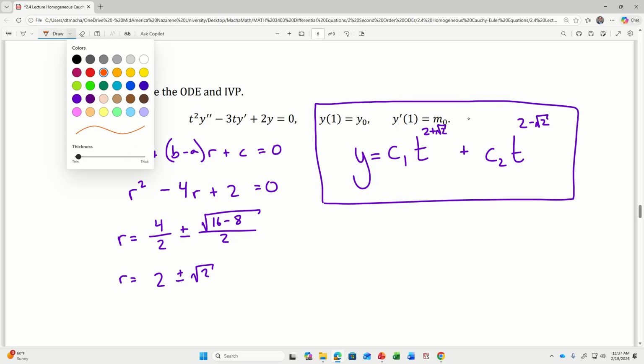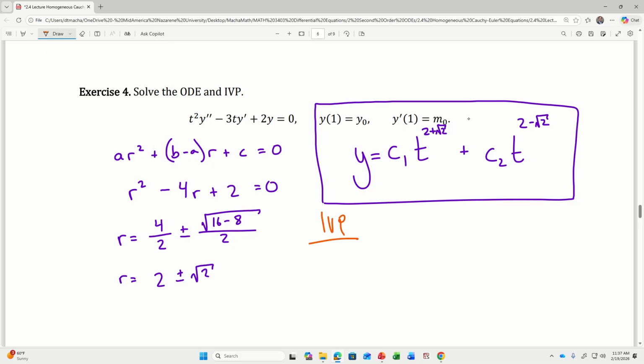What about the initial value problem? Notice for the initial value problems on this homework set, I'm not using 0 as my initial time, because if I were to use 0 as the initial time, then I would plug in t equals 0 and everything on the right-hand side would be 0. So you can't have an IVP with an initial time of 0 when we're dealing with Cauchy-Euler equations. It just doesn't behave nicely enough.